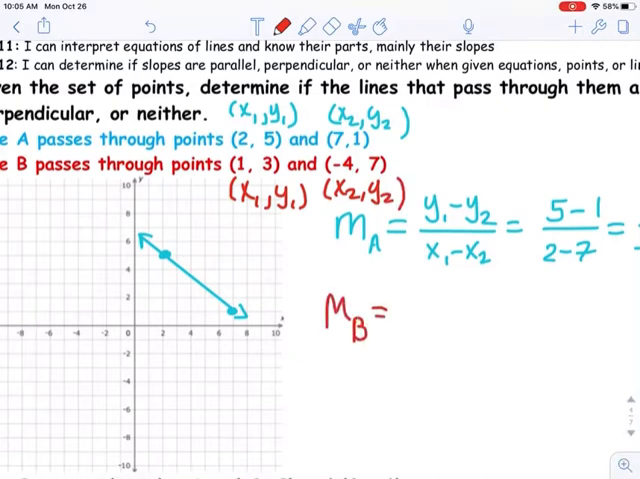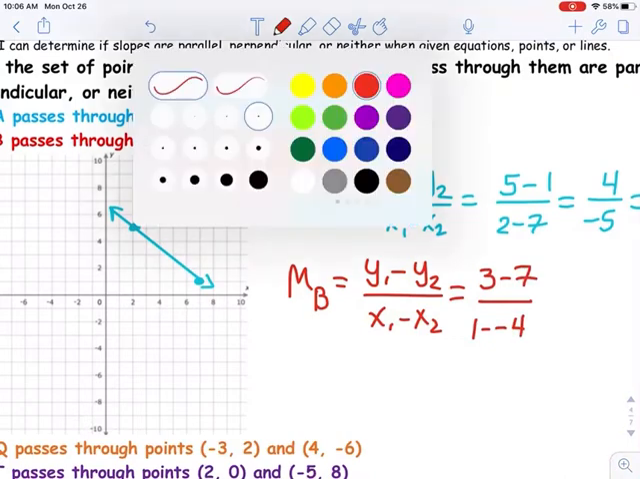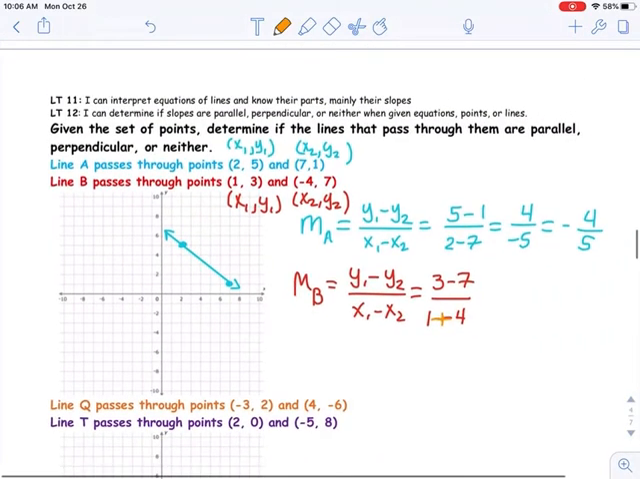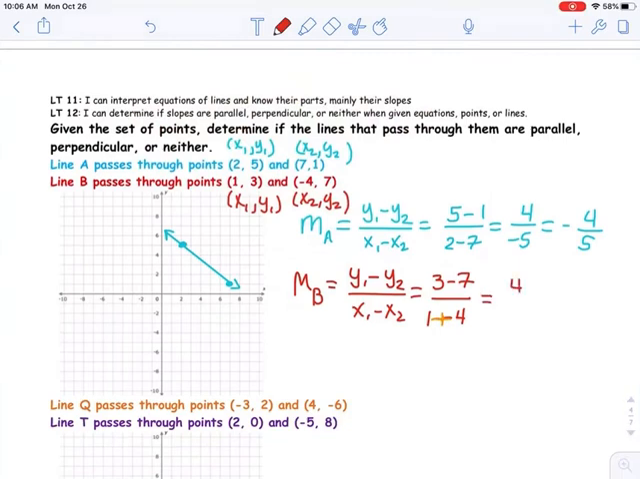And the slope of B, again, I'm going to write the formula out again. Why not? And then I'm just going to plug in everything. 3 minus 7 over 1 minus negative 4. And remember, this minus negative 4 becomes a positive. So it's 3 minus 7 over 1 plus 4, which calculating, 4/5.